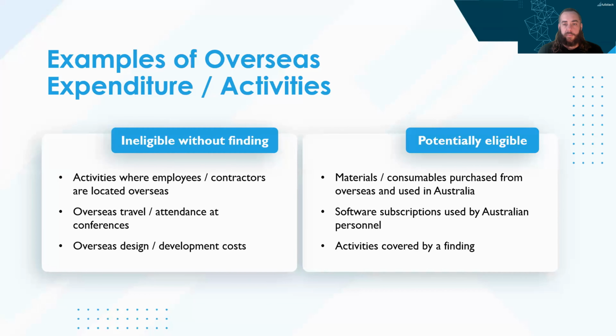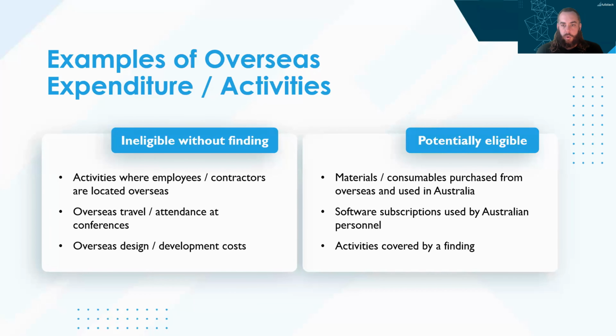Overseas travel and attendance at conferences used to be able to be included in an administrative workaround by the ATO. They used to have a fact sheet saying that very small amounts of overseas travel, for example, attendance at trade conferences, could be included without a finding. That fact sheet has now been rescinded, so that treatment is no longer applicable. So no overseas activities, or expenditure associated with overseas activities, should be claimed.